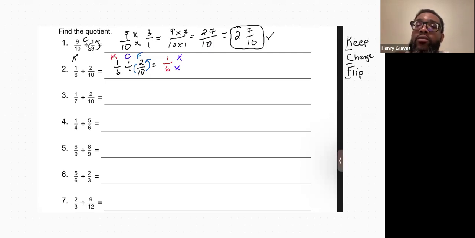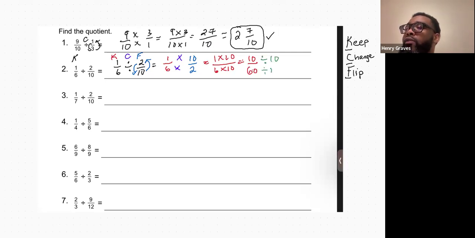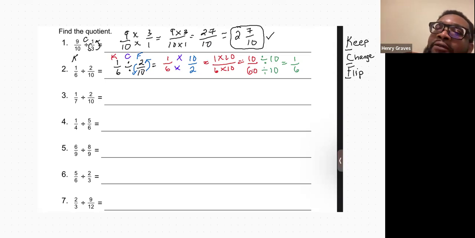And now I'll just simply go ahead and multiply, right? 1 times 10 over 6 times 2. I know 1 times 10 is 10. 6 times 10 is 60. I can finally simplify both of these by 10, which will leave me an answer of 1/6. Oh, the irony. I started off with 1/6 and I ended up with 1/6. That's what I love about math. There are so many different ways to do stuff.